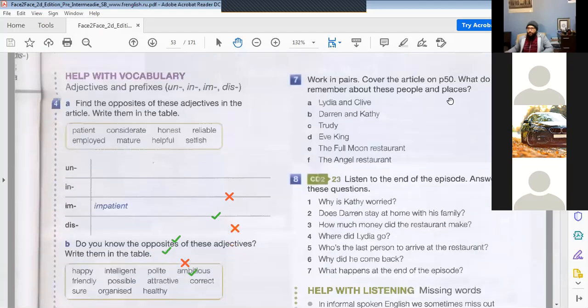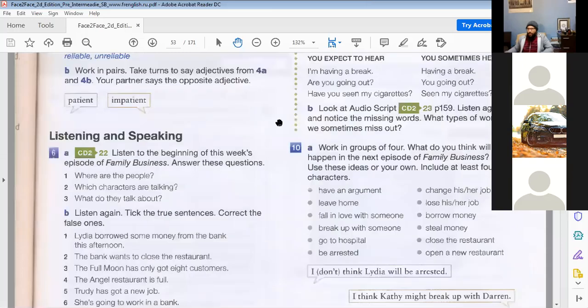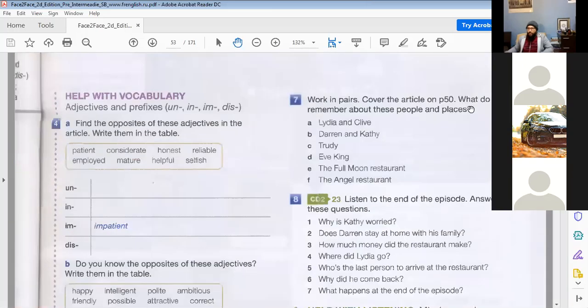So let's see how much you remember. We'll cover the article. This is just a quick memory check question. Lydia and Clive, what do you remember about these people? Who can give me a quick summary of Lydia and Clive? Wife and husband. Okay, what else? Lydia is Clive's wife. It's correct, they're husband and wife. What else?